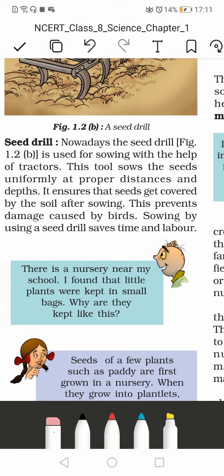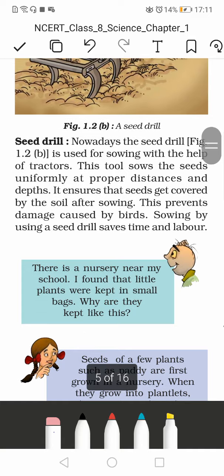This tool sows the seeds uniformly at proper distances and depths. It ensures that seeds get covered by the soil after sowing. This prevents damage caused by birds. Sowing by using a seed drill saves time and labor.